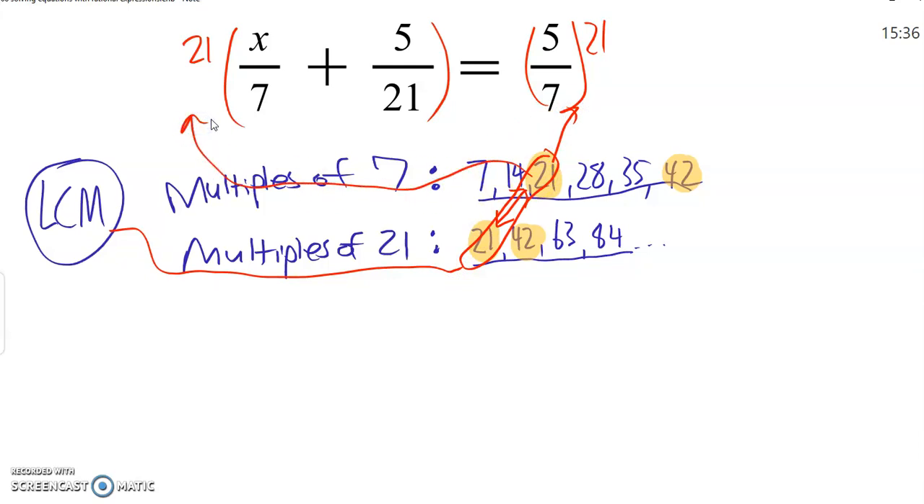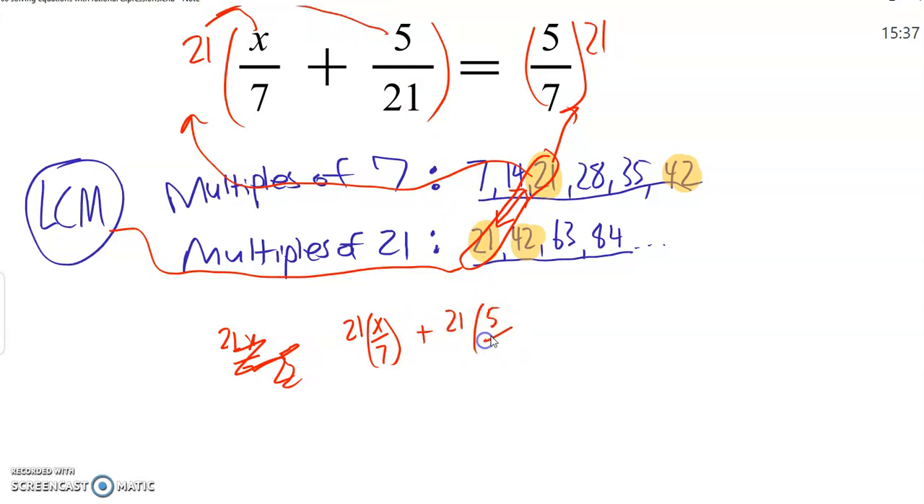Before I said you could multiply by 10, but why would you? You could multiply everything by 25, but why would you? Okay, well, I'm going to show you why you would on this. All right, so the first thing I'm going to do is a little distributive property. That's 21 times x over 7. I'm doing a little distributive property on this. And then plus 21 times 5 over 21 equals 21 times 5 over 7. So I just rewrote it with the 21 next to everything.